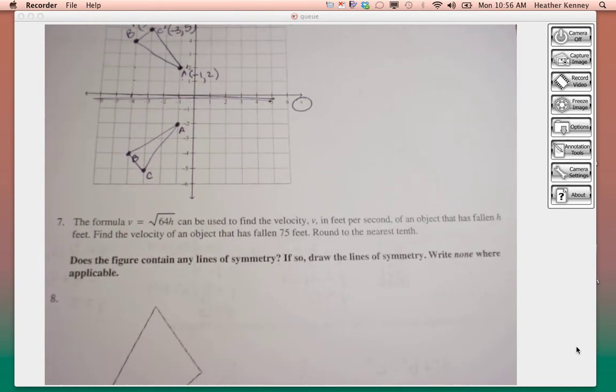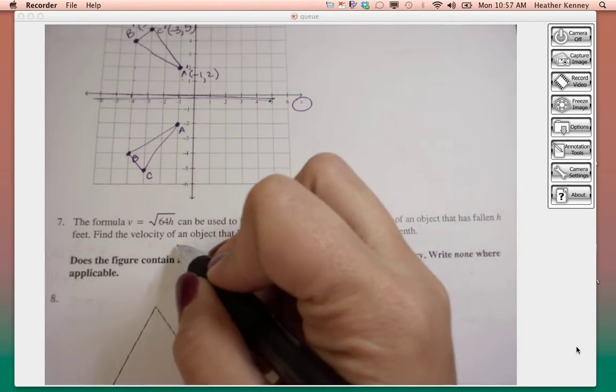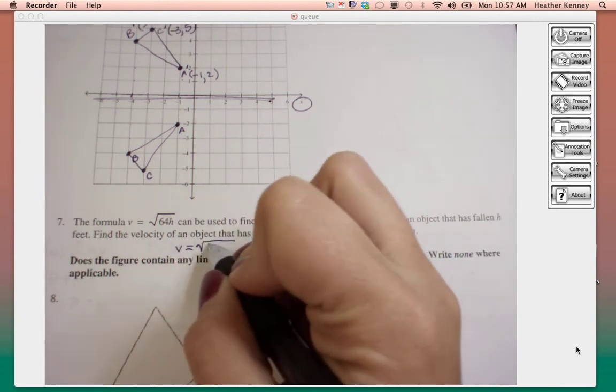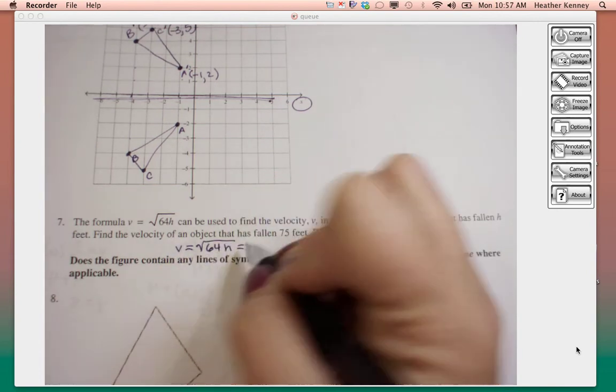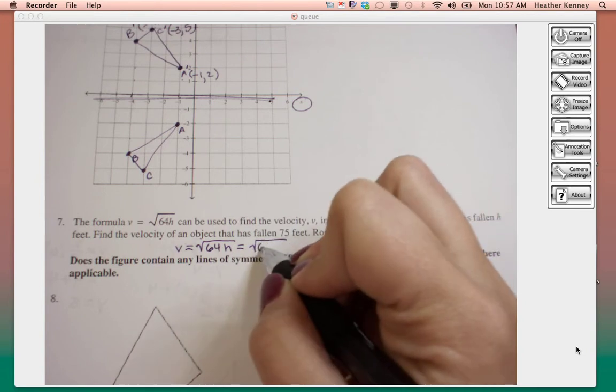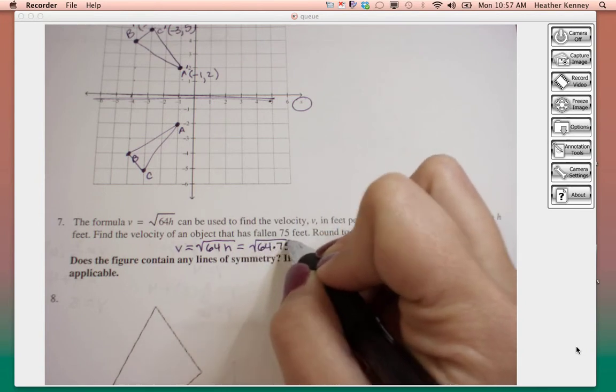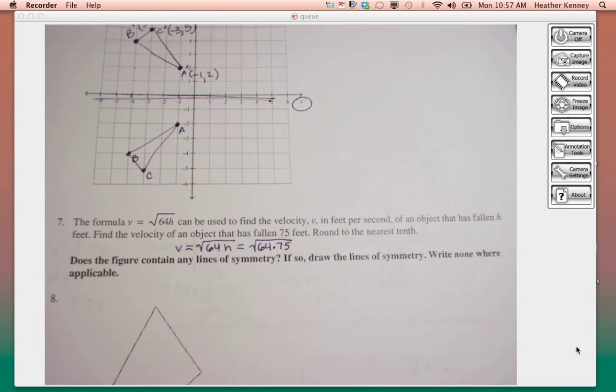Okay, number 7. The formula V equals the square root of 64h. 64h means 64 times h. V is the velocity in feet per second of an object that has fallen h feet. Find the velocity, so we're looking for V, of an object that has fallen 75 feet. We're going to plug in 75 feet for the h, the height. So V equals the square root of 64h. We're going to plug in 75 for h, so 64 times 75.